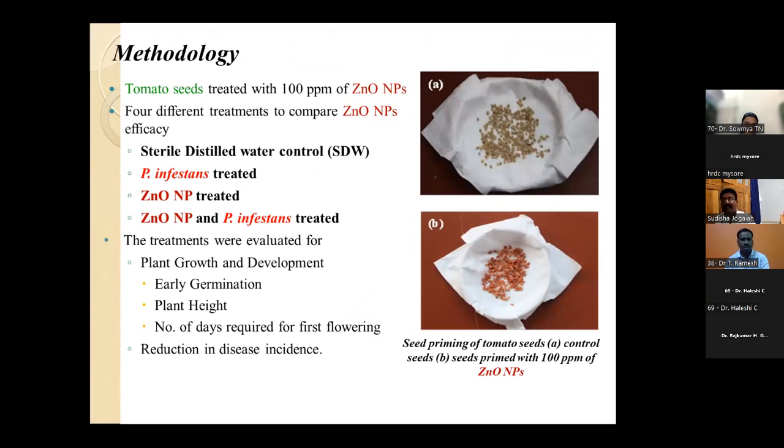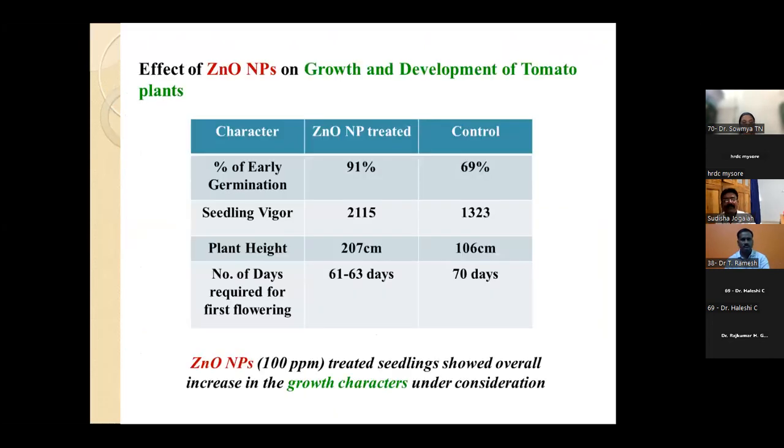This is the treated, and that is the untreated one. This is the result we got for early emergence: seedling vigor, plant height, number of days. Compared to the control, we have reduced the flowering period by about 7 to 9 days.